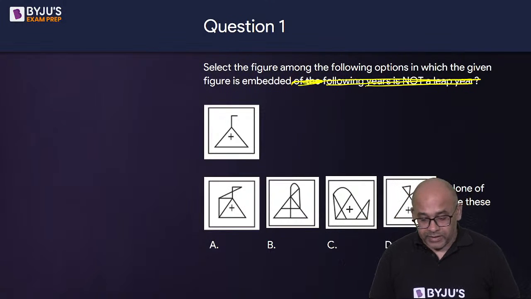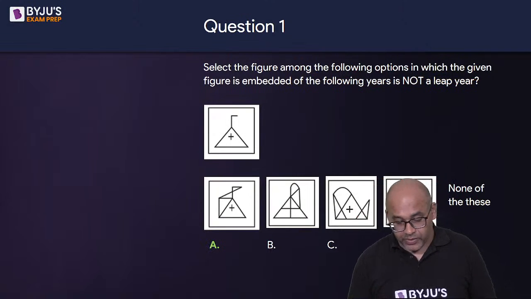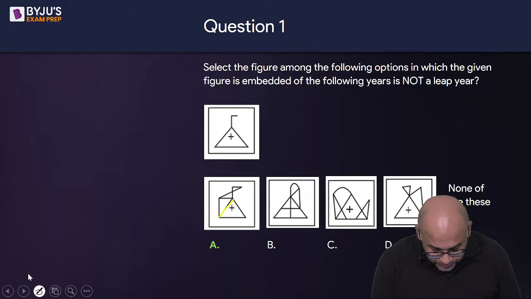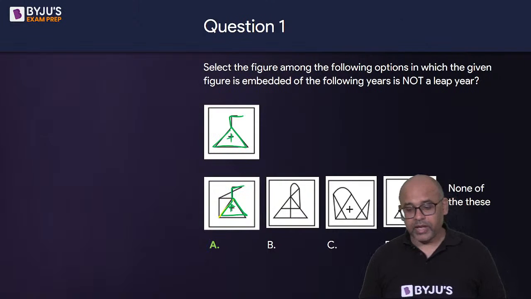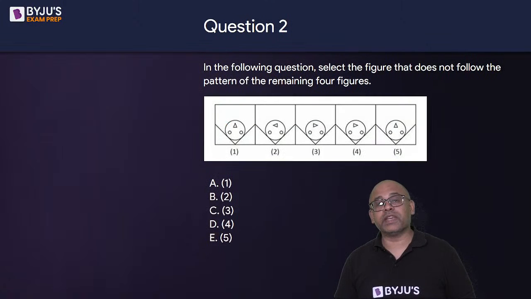Yes, very simple. So you have the answer option as A, as you can see, because this is the figure. Okay, I'll change the color so that you can follow. So this is the figure which is mentioned over here. So it is option A. Very simple. Let's move on to the second question.